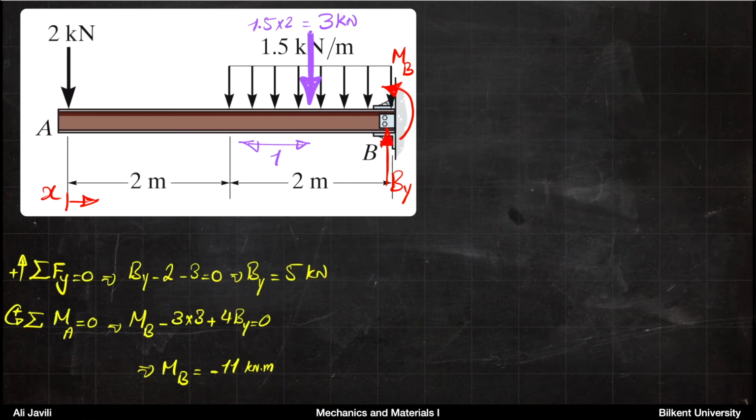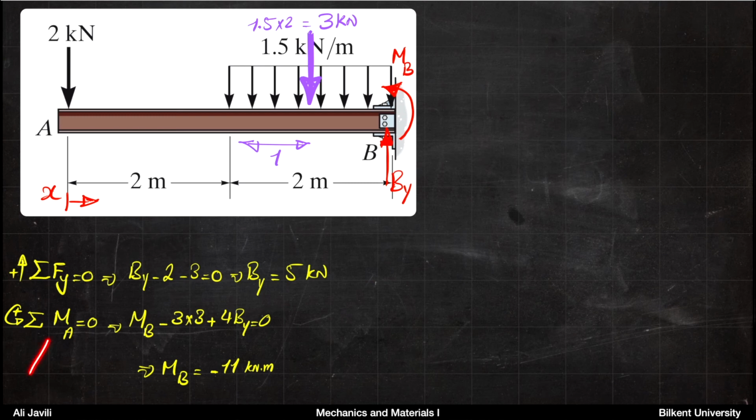Now for this picture, you can write the equilibrium of forces and moments. The equilibrium of forces in the y direction: you have By upwards, then 3 kN downwards here, and 2 kN downwards here. So that tells you By must be 5 kN upwards. So this is the reaction at the support.